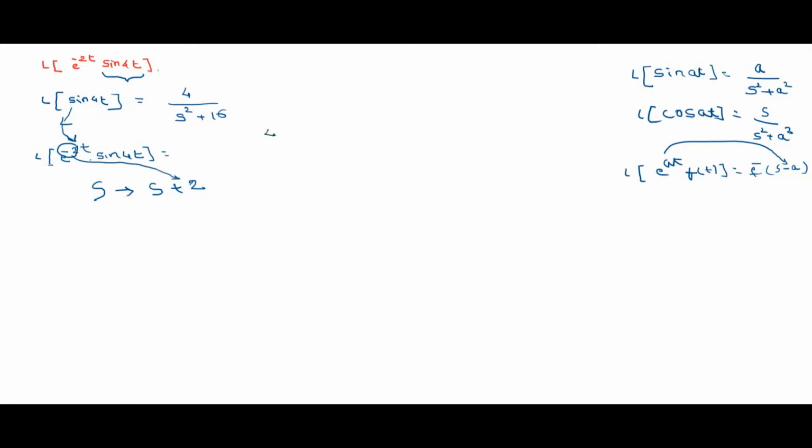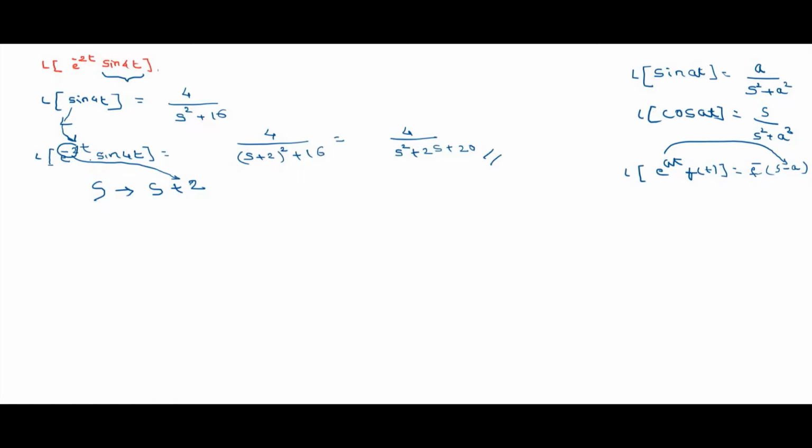So that is 4 divided by s is replaced by s plus 2, that whole square, plus 16. Or you can also simplify. So this is equal to 4 divided by s square plus 2s plus, you can write totally, that is 20. That is 16 plus 4 is equal to 20. This is the Laplace transform of e raised to minus 2t sin 4t.